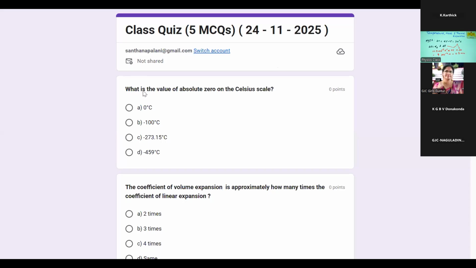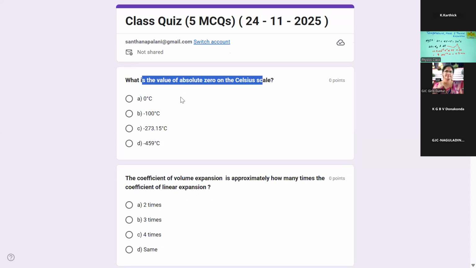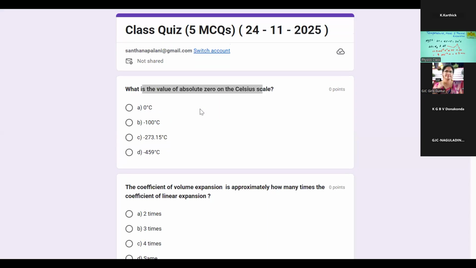What is the value of absolute zero on the Celsius scale? First question. Already you know absolute zero in Kelvin, and you know the conversion formula between Kelvin and degree Celsius. So what is the absolute zero on the Celsius scale? 0 degree Celsius, minus 100 degree Celsius, minus 273.15 degree Celsius, and finally minus 459 degree Celsius. Which one is correct?